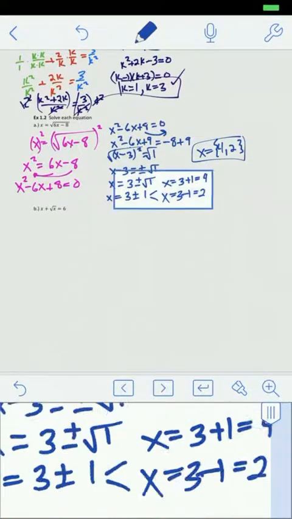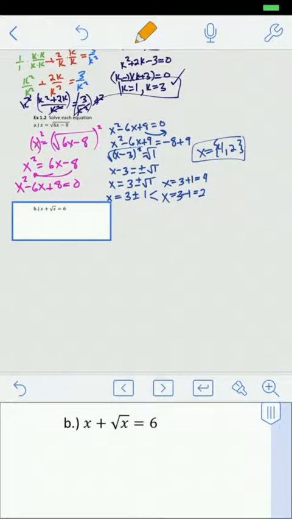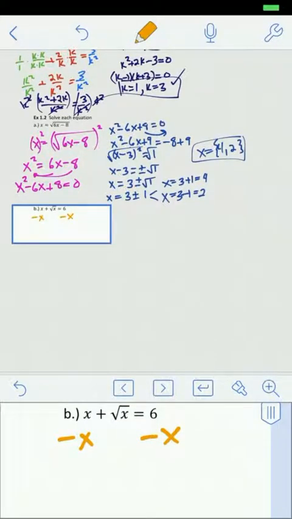Okay, let's try another one with a radical in it. Let's use orange. I have x plus the square root of x equals 6. Now before, I always kind of mentioned to take the radical at the end, take a square at the end, right, if you have a radical on one side. I still recommend that. So I'm going to move this x over here. I get root x is equal to negative x plus 6, or 6 minus x, same thing.